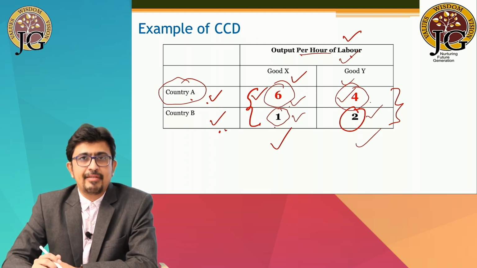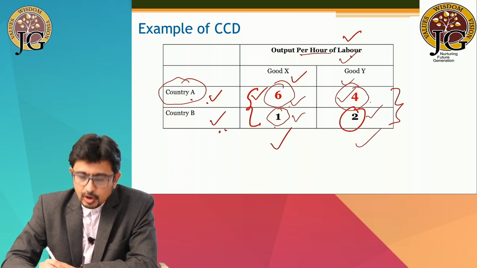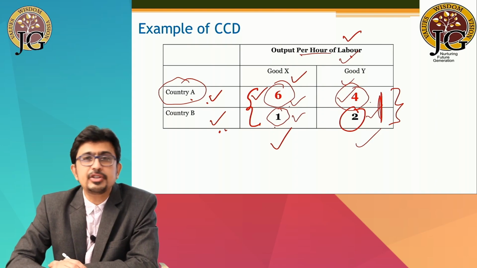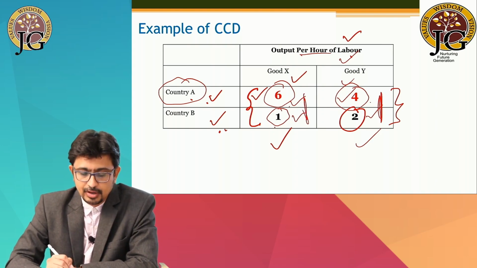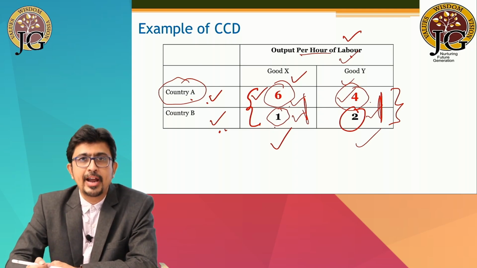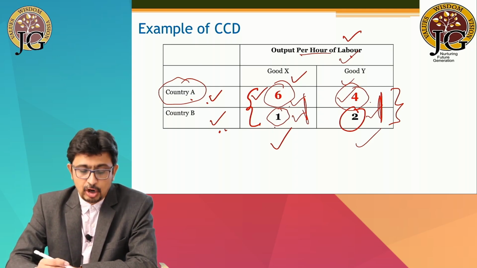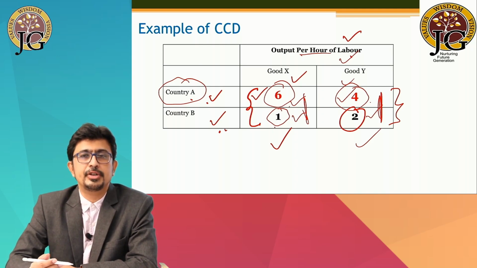And country B is having a disadvantage in both the products, in X as well as in Y. But you can see that the disadvantage of country B in good Y is lesser, whereas the disadvantage of country B in good X is huge. So what is the recommendation for country B? B should export good Y, because although it is having a disadvantage in good Y, that disadvantage is comparatively lesser. So B should export good Y and it should import good X, because in X it is having a huge disadvantage. So instead of producing good X, it should import it from country A.